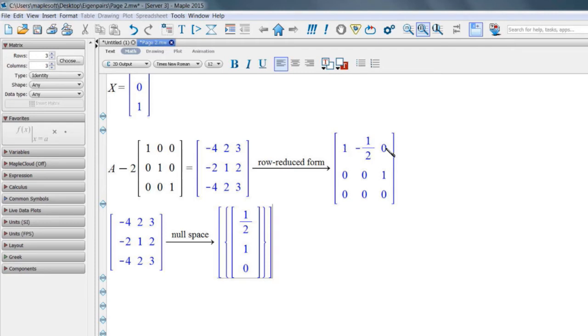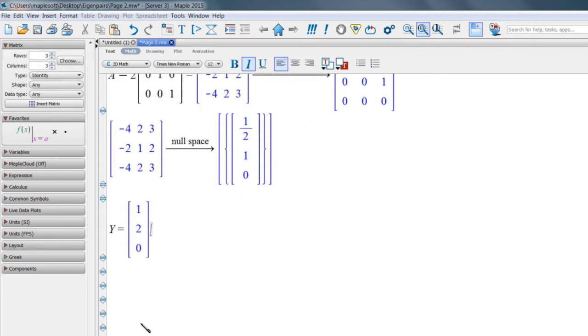And what does this equation tell you? a minus a half b equals 0, so a equals a half b. Whatever you have for b, you take half of it, and there's your a. And this, I believe, is the vector y.